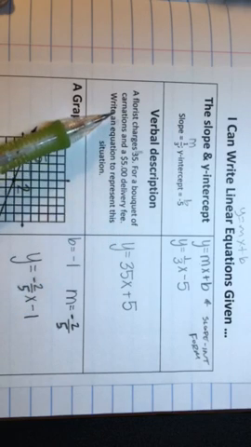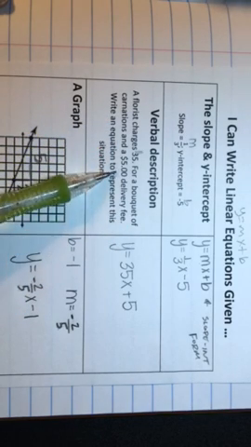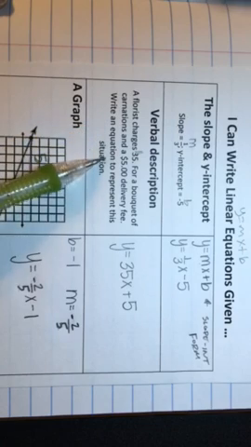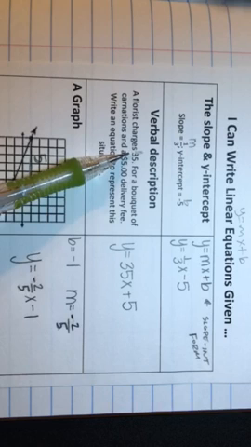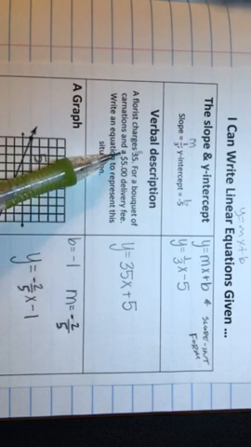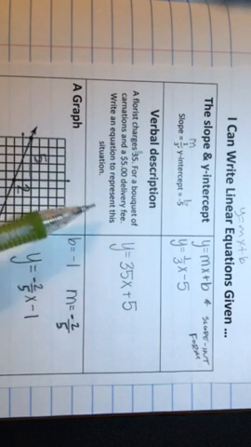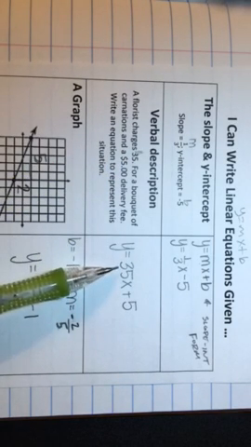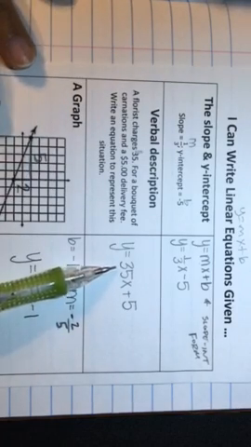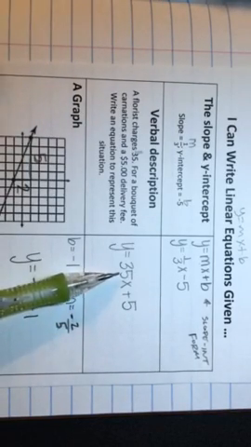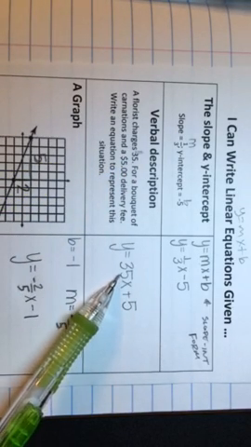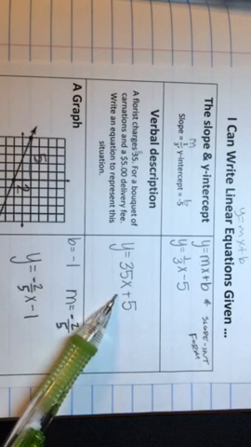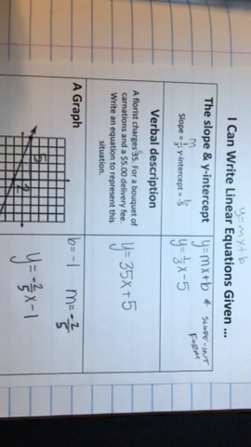Alright, so then your verbal description talks about a florist who charges $35 for a bouquet of carnations and a $5 delivery fee. Write an equation that represents the situation. For every bouquet that's sold, it's $35, and you're going to get a delivery fee of $5. You have 35 for each bouquet of carnations, so that's 35x, and then plus 5 for the delivery fee.